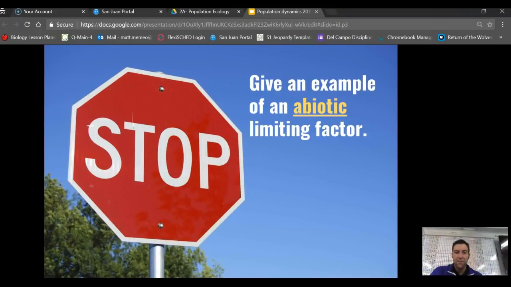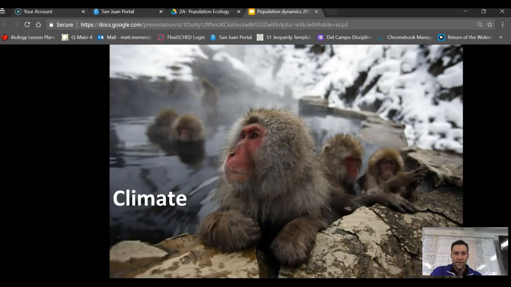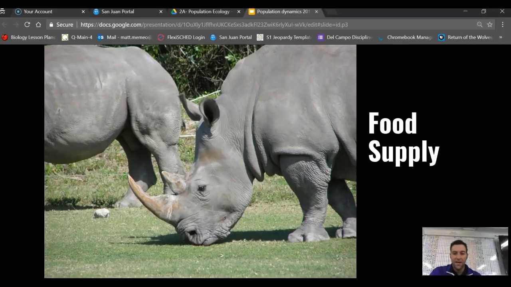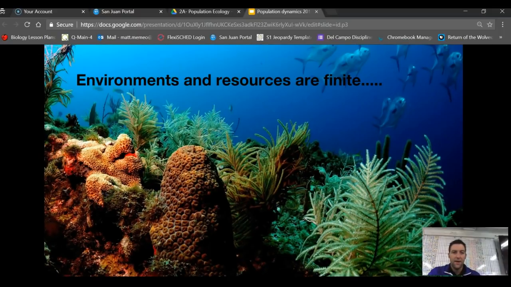Now we're going to go into abiotic. I want you to give me an example of an abiotic limiting factor. And here are three. One would be climate, so temperature or weather over a long period of time in a given area. And then another could be food supply. Just to make sure we know this, environments and resources are finite. At some point, certain resources that maybe were in abundance could start to run out, and these become limiting factors to the populations that live there.